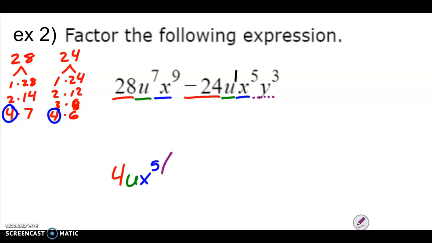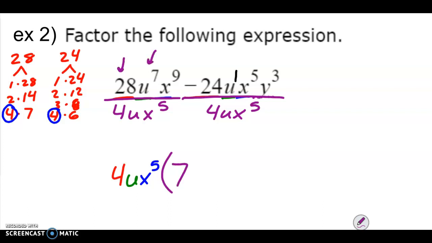Okay, so then when we go ahead and actually factor out that 4ux to the 5th, you're just dividing. Again, divide one thing at a time. 28 divided by 4 is going to be 7. u to the 7th divided by a single u, that's u to the 1st, we end up with 6 u's left over. And then x to the 9th divided by x to the 5th, you end up with 4 more on top. 9 minus 5 is 4. You end up with 4 more x's left over after we cancel out the 5 that they are sharing.